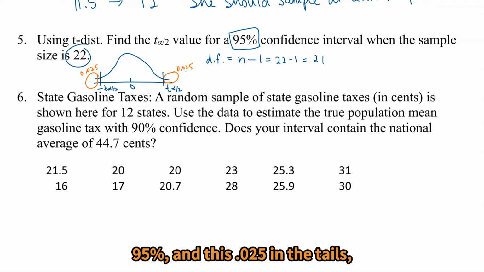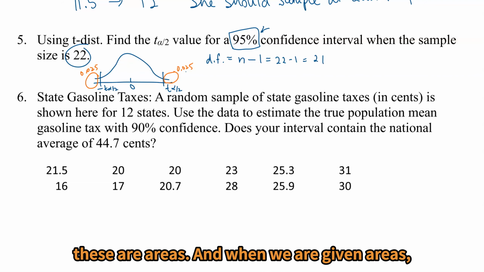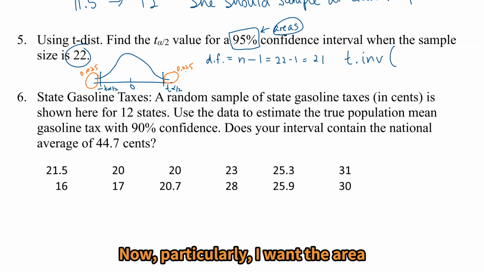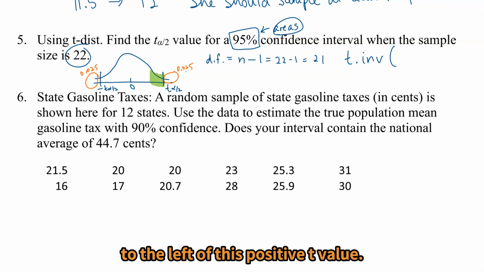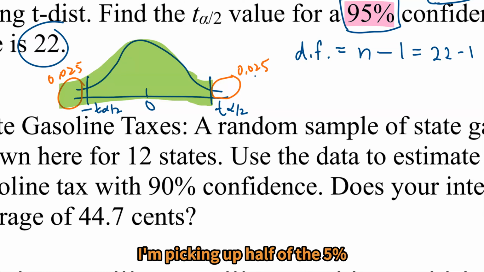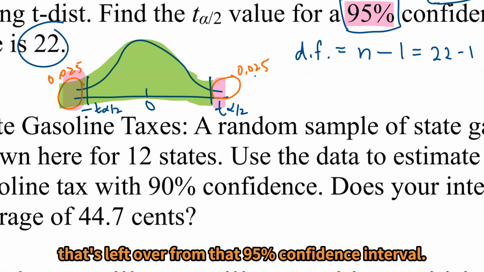The 95% and these 0.025s in the tails, these are areas. And when we are given areas, we need to use the t-inverse function. Now, particularly, I want the area to the left of this positive t value. But if you notice, when I color in this picture, I'm picking up half of the 5% that's left over from that 95% confidence interval.